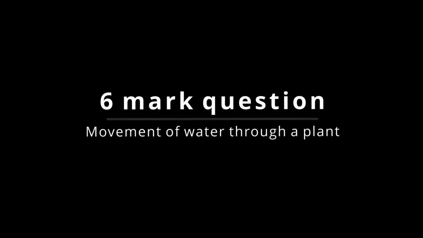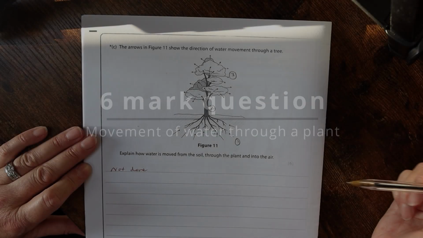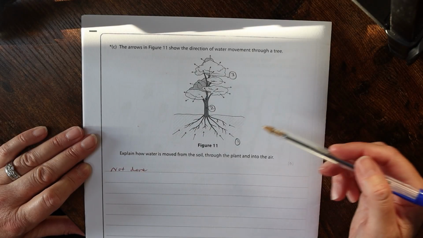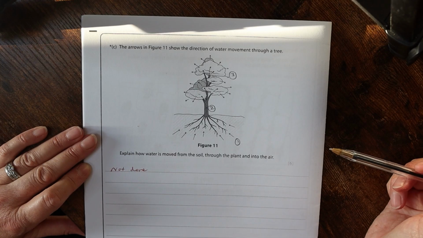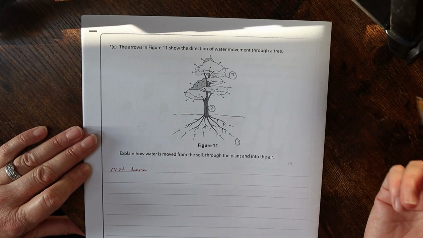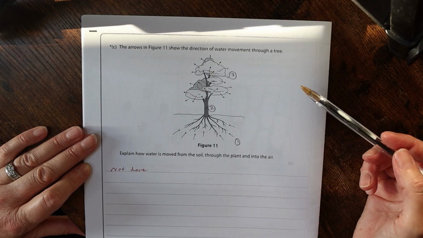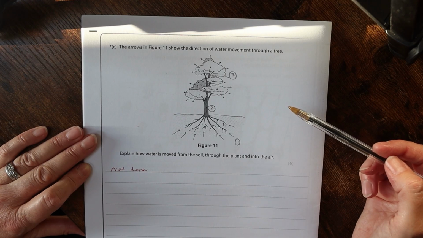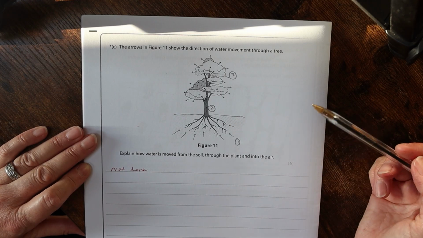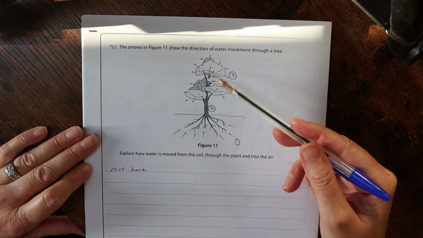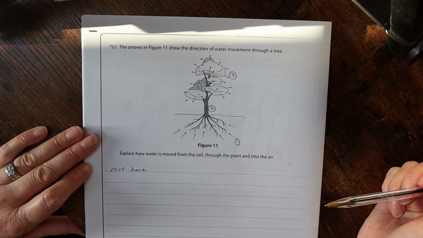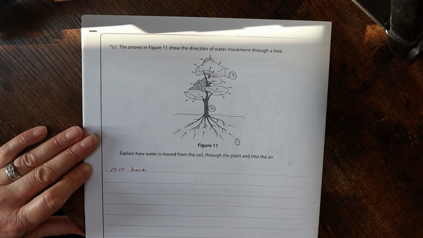So just another 6-mark question that I've chosen to have a look at with you. And this is all about the movement of water through a tree. You might have movement of water through a plant. It's the same sort of thing. So let's have a look at it. We'll have a bit of a chat about what to include, each of the different parts, and see if we can put an answer together.